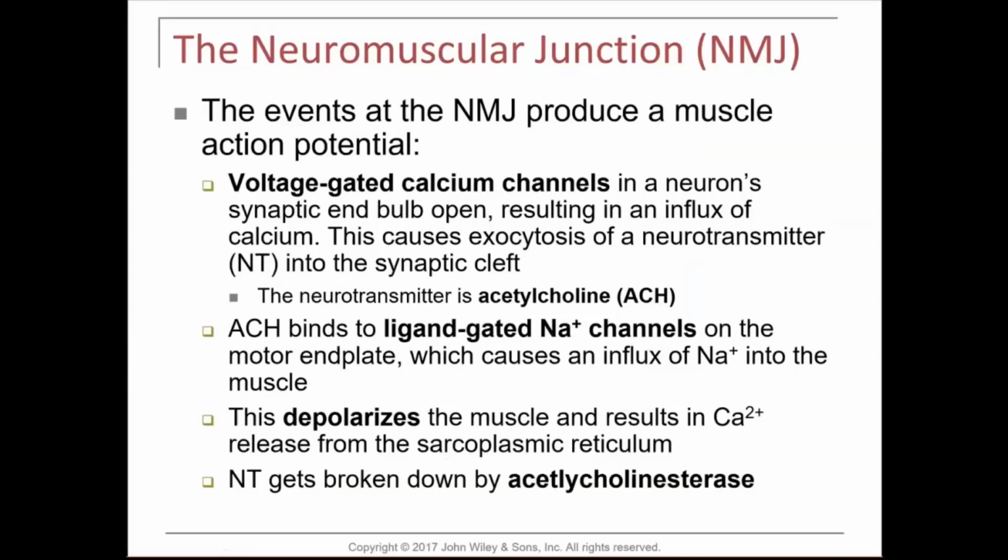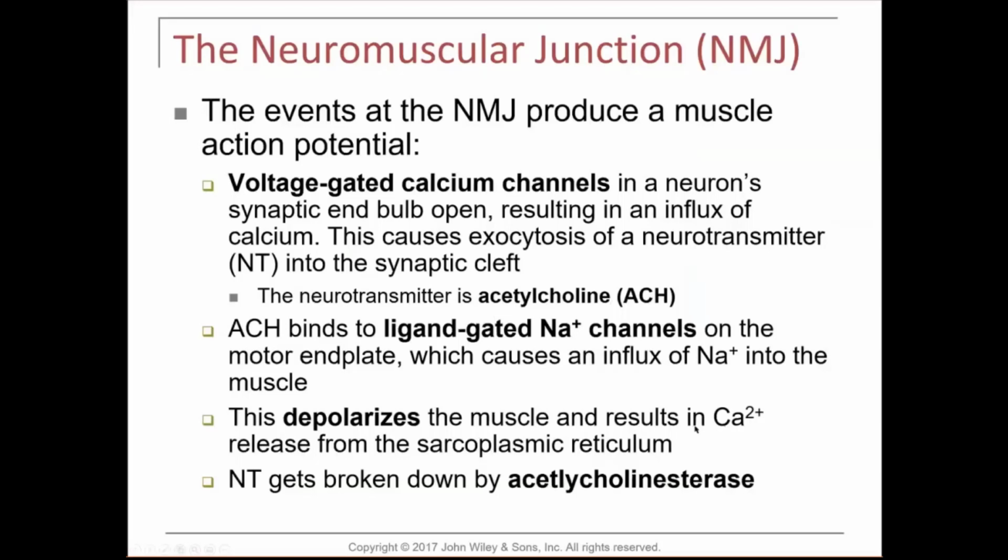So let's wrap this together then, right? We can see that the nerve impulse gets brought by the neuron, the motor neuron. It releases acetylcholine. Acetylcholine then leads to the depolarization of the muscle, which leads to calcium being released from the sarcoplasmic reticulum.